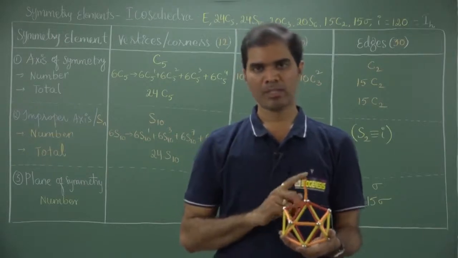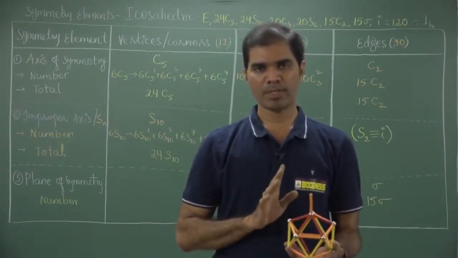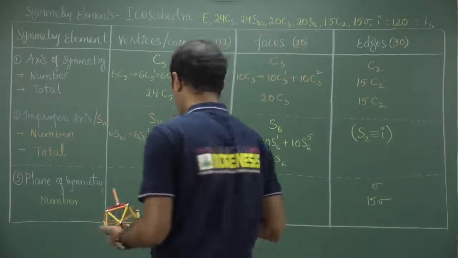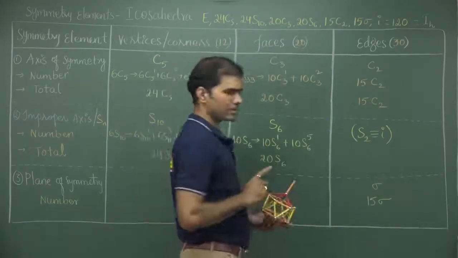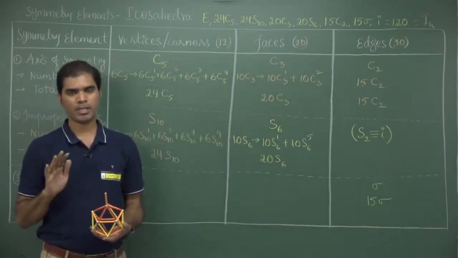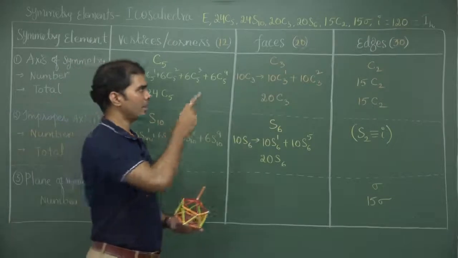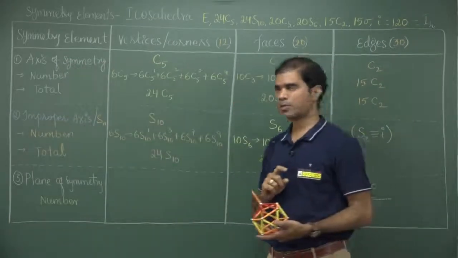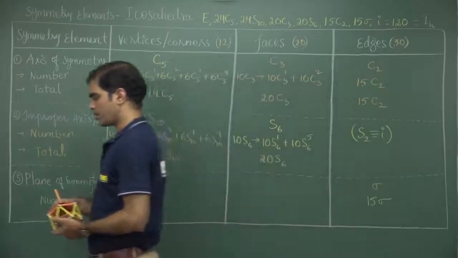We are not calling these planes dihedral or vertical planes. Simply call them planes, because calling them dihedral or vertical planes will confuse. So in the case of icosahedra, we are simply calling it a sigma plane, 15 planes. That will complete all the 120 symmetry elements of icosahedra. It is very easy to remember also when you compare it with the octahedra.